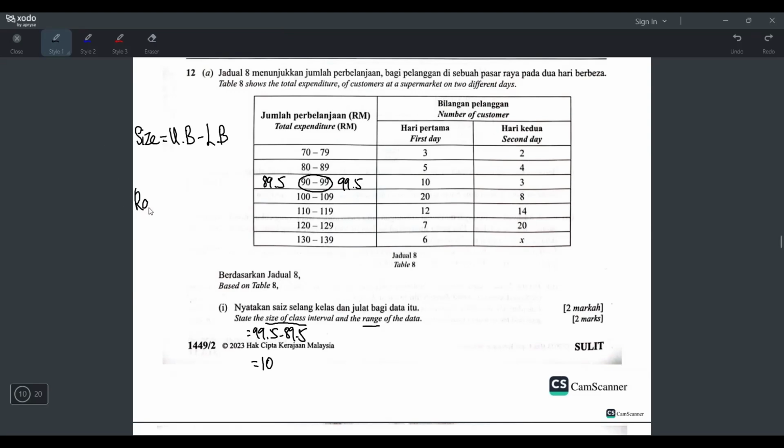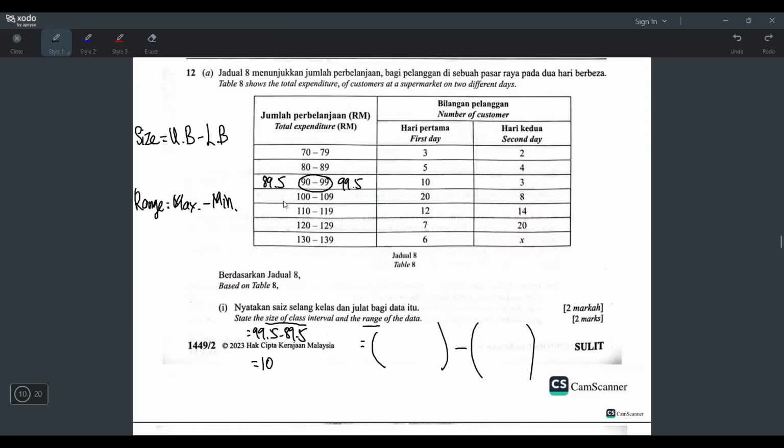So the range formula is maximum value minus minimum value. But if it's grouped data, you have to take the midpoint of the highest class and the midpoint of the lowest class. Because for grouped data there are class intervals, so how do we know the maximum? The correct way is to take the midpoint. So I will just write here: range equals the midpoint of the highest class minus the midpoint of the lowest class.